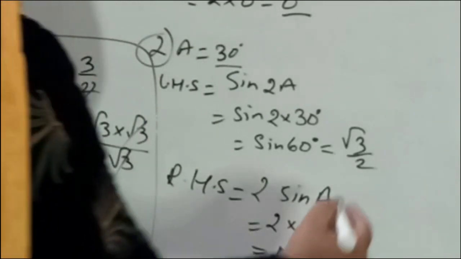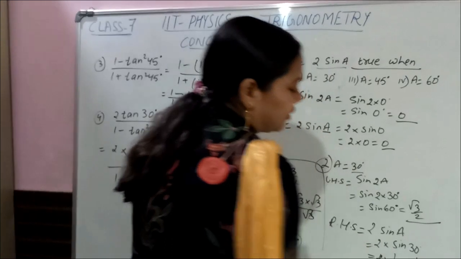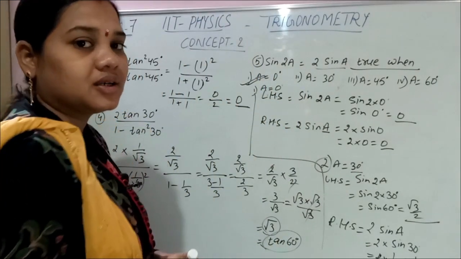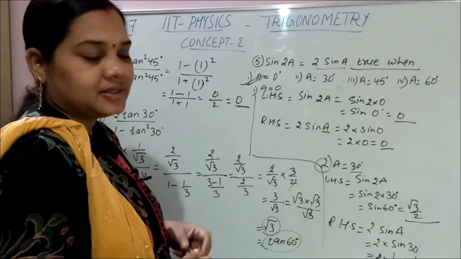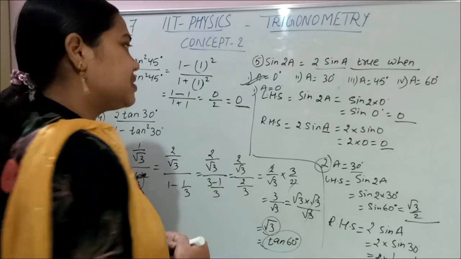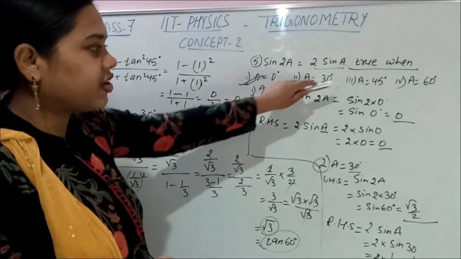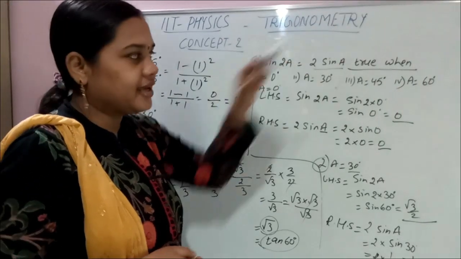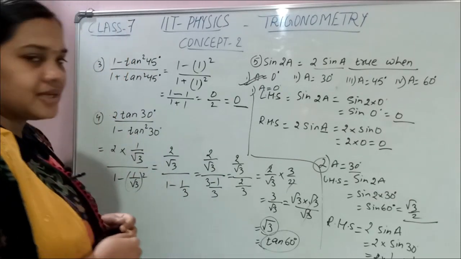So you can see LHS equals root 3 by 2 whereas RHS equals 1. Both the values are not the same. So this is not true for the second value. So the answer is the first one, A equal to 0. You can also try for A equal to 45 and A equal to 60. Clear, children? Now let's see the other question.